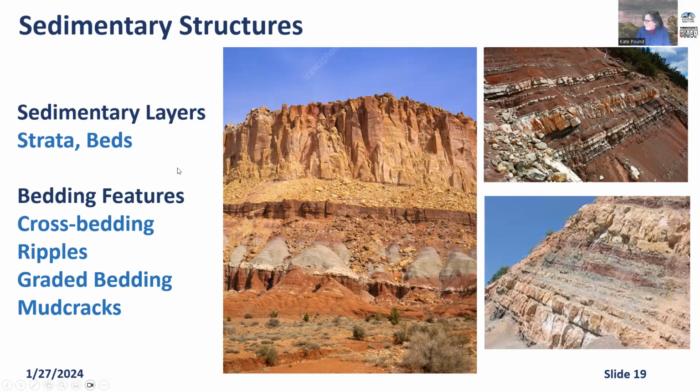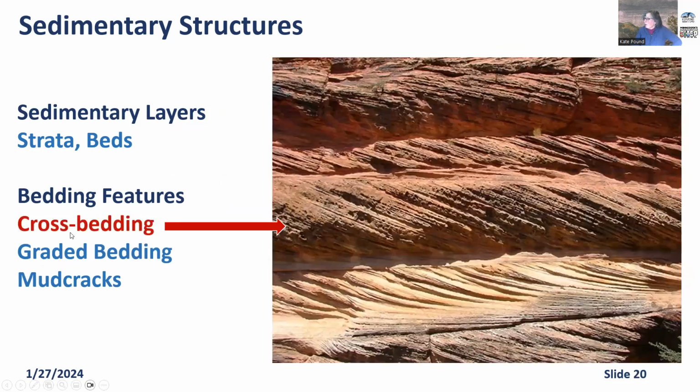Now, if we dive in a little bit deeper and consider what is in one or two of those strata or beds, we start thinking about bedding features. These are really important because they help us understand what the agents of transport and deposition were. Some of the features that we can look for to help us are cross-bedding, graded bedding, and mud cracks. So let's take a look now at some of these bedding features.